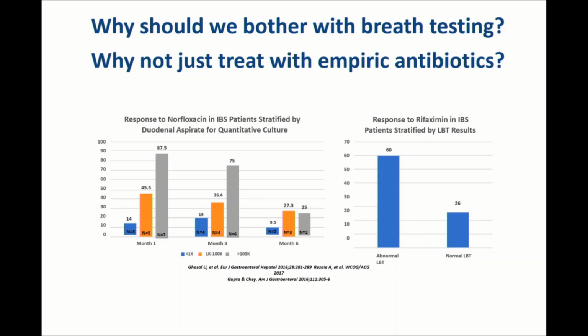And on the left, looking at the colony-forming units per ml, we can see once you have a positive test, your response is higher in these patients that were treated with norfloxacin, from a jejunal aspirate standpoint.